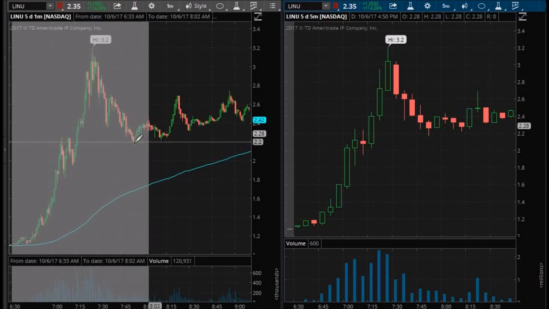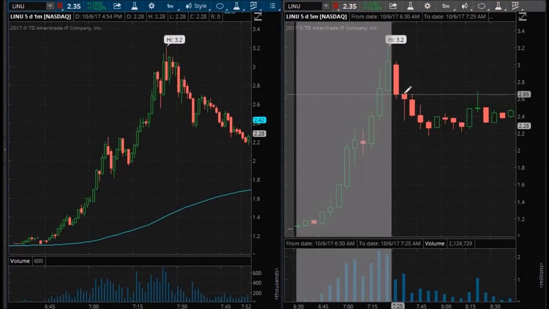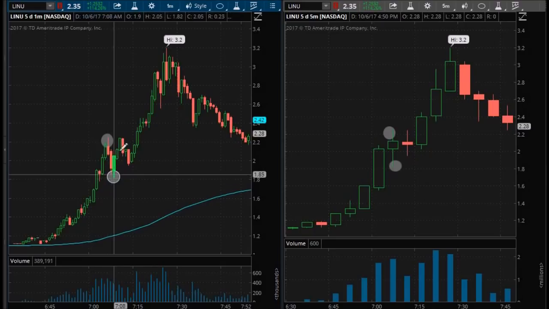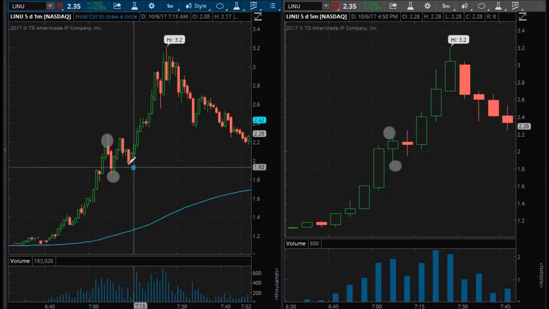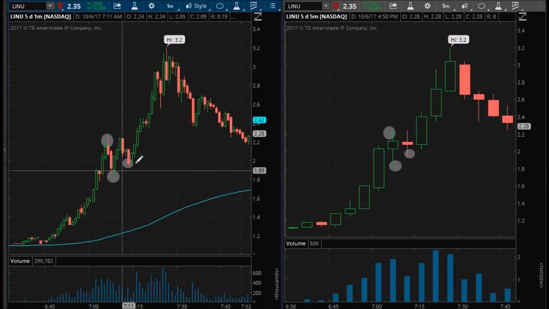So right now we're looking at LINU, and LINU has a perfect ABCD pattern setup here. If you take a look here, and I'll kind of draw this out for you, the ABCD pattern starts like this. We have a big move upwards, right? This is going to be our A. Then when it comes down to consolidate, that's going to be our B. Now we have another bounce up. We come back down, and it's clear as day, we have another higher low, which is going to be our C. Now at this point, this is where you're looking to take your entry, right?